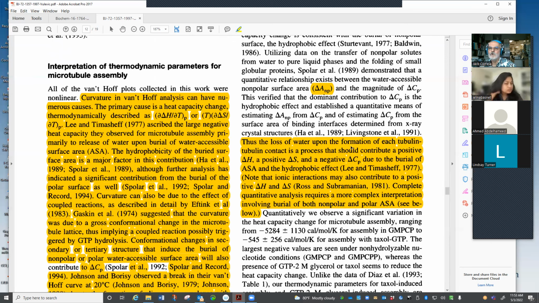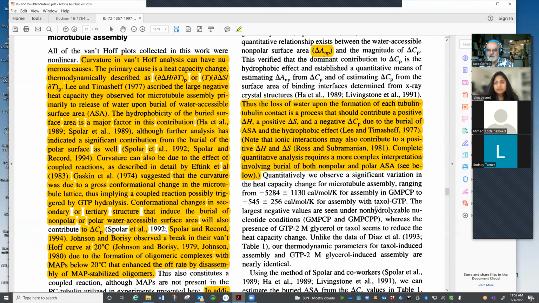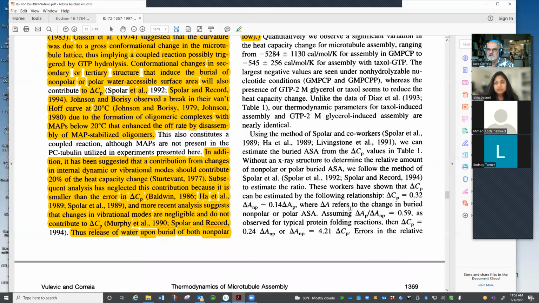The loss of water upon formation is a process that should contribute a positive enthalpy, a positive entropy, and a negative heat capacity. The ionic interactions may also contribute to a positive delta H and delta S. Notice it references Ross and Subramanian. Complete quantitative analysis requires a more complex interpretation involving burial of both the nonpolar and the polar surface area. Now, I haven't gone through all of that. That's discussed here in this part of the paper.